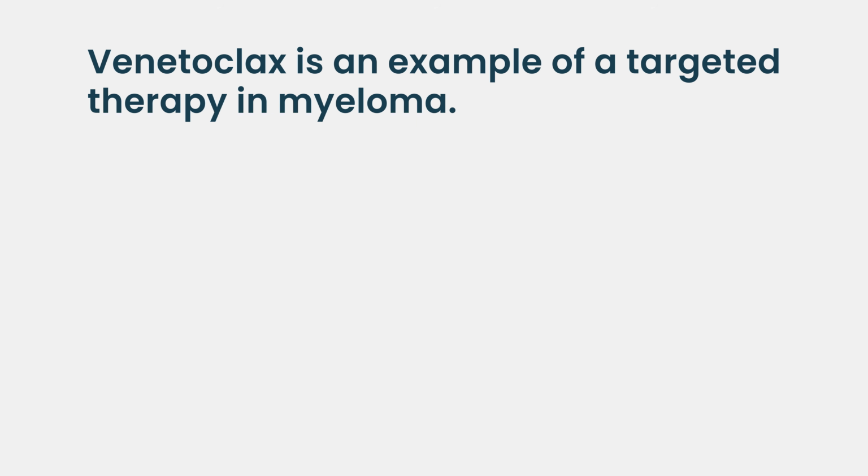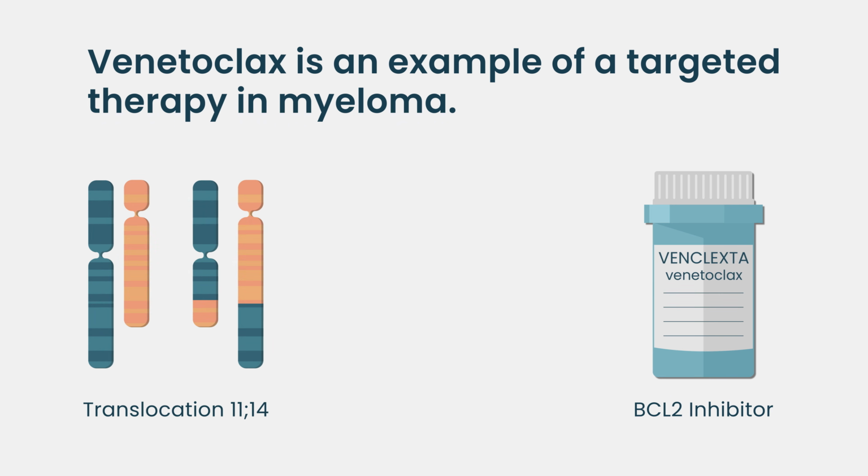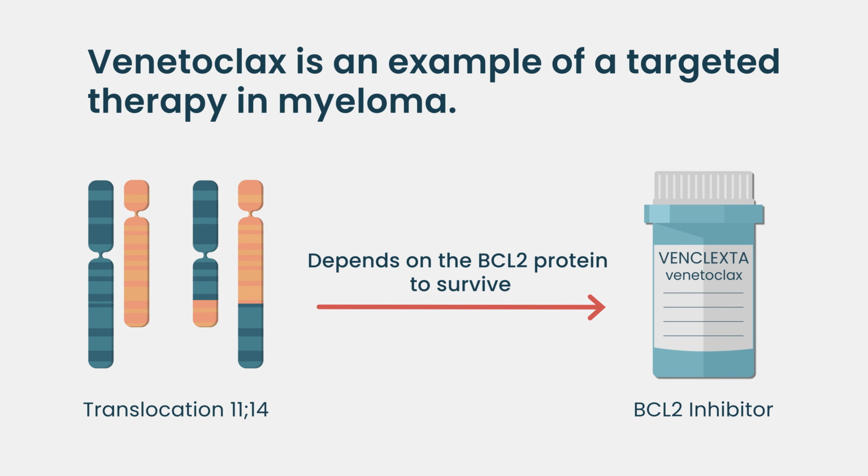And so if you can switch off the signals that keep the abnormal cells alive, because surely they should be dead, then they'll commit suicide. And a good example of that is when you target a gene called BCL2 with venetoclax. Turns out that the 11-14 subset of myeloma is exquisitely sensitive to that, commits suicide and dies.